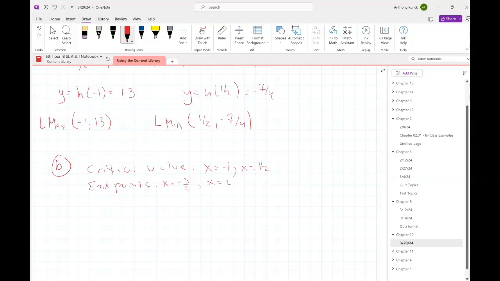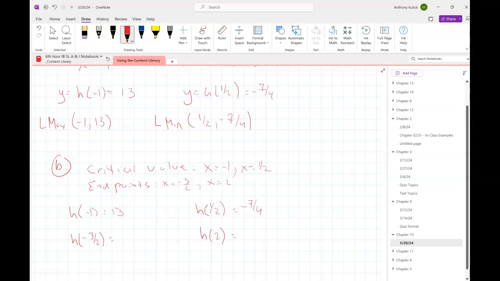Okay, so all I need to do to determine if either negative 1 or positive 1/2 correspond to an absolute min or max is check them against the endpoints. So if either endpoint is bigger, then it can't be an absolute max, or if either endpoint is smaller, it can't be absolute min, right? So I know h of negative 1, that was 13. I know h of 1/2, that's negative 7/4. Now I need to calculate h of negative 3/2 and then h of 2.